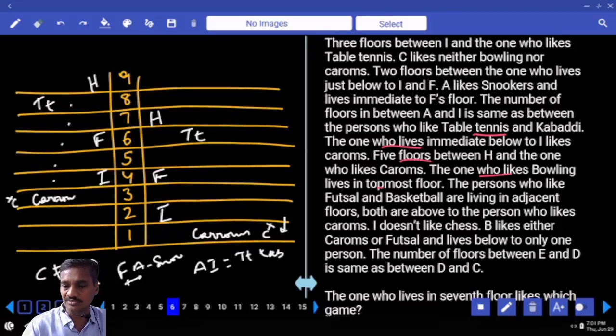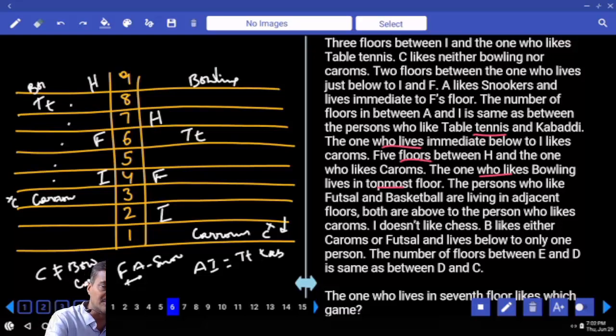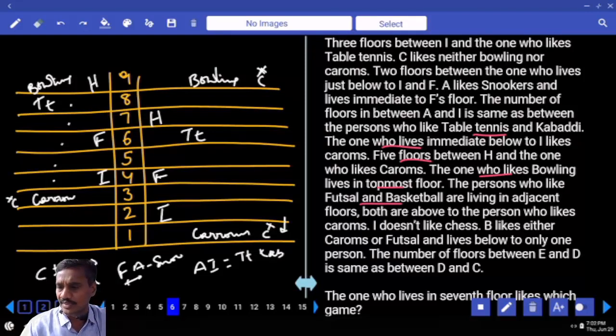And the one who likes bowling lives on the topmost floor. Here also bowling must be on the topmost floor, and this bowling cannot be C as well. C cannot be bowling. And the persons who like futsal and basketball are living on floors adjacent to the person who likes caroms.